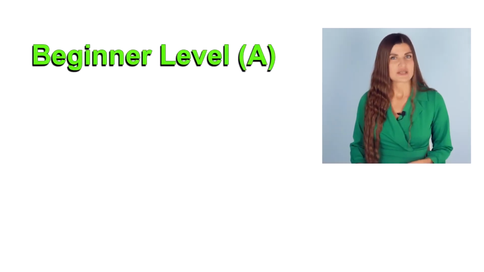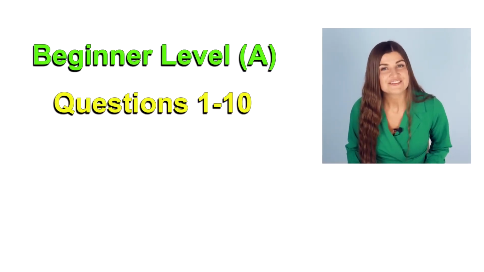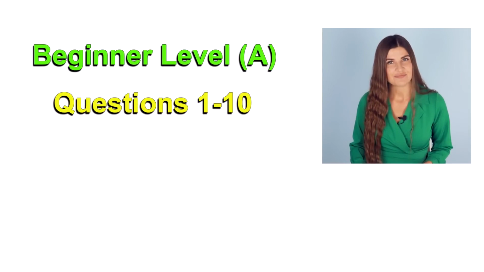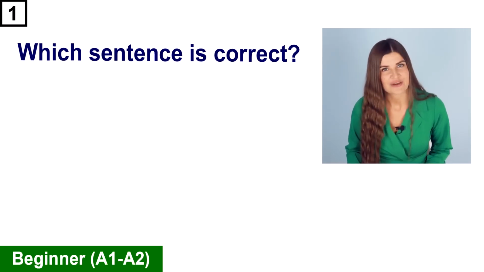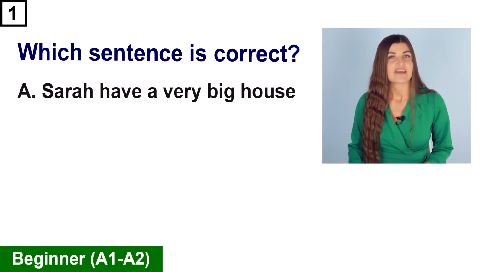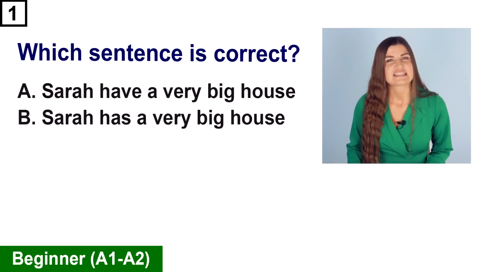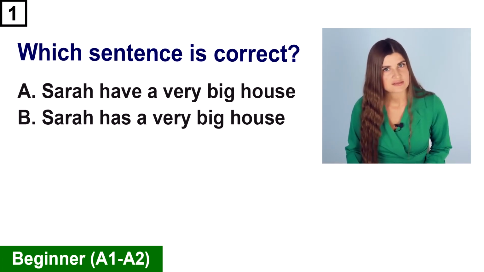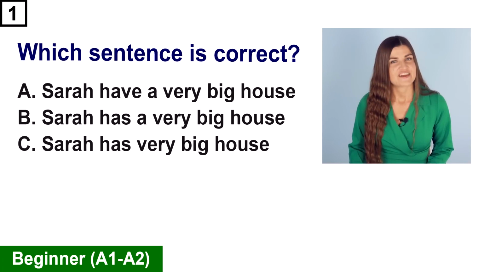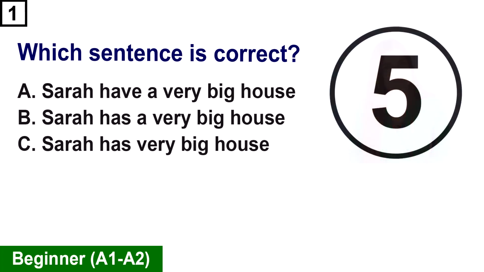The first 5 questions are for the beginner level, the A level. Which sentence is correct? A: Sarah have a very big house. B: Sarah has a very big house. C: Sarah has very big house.